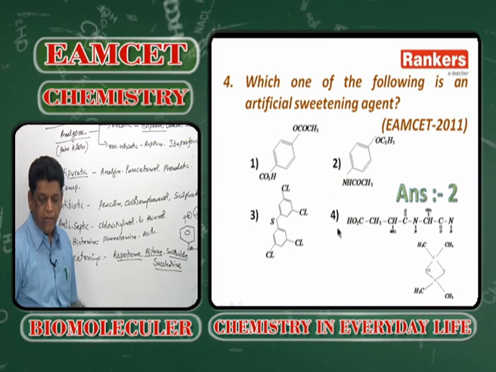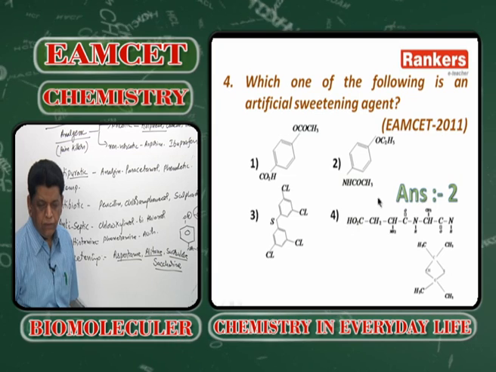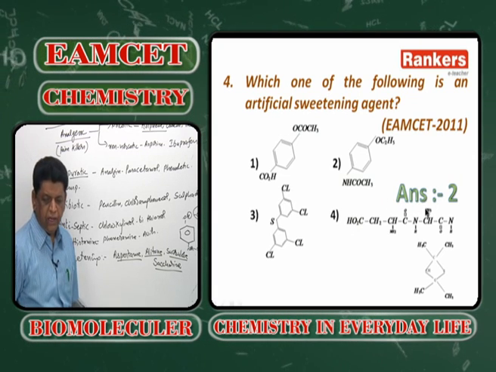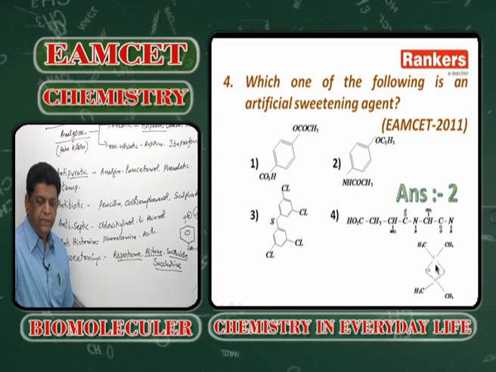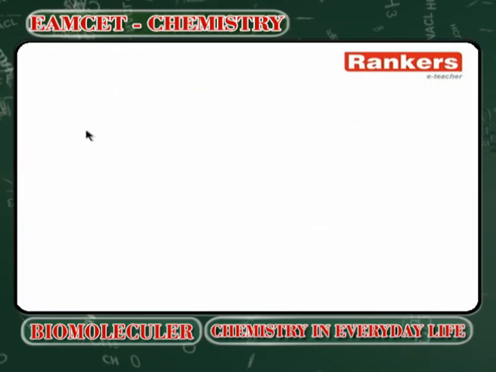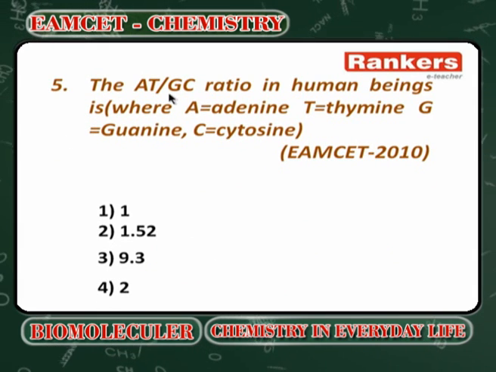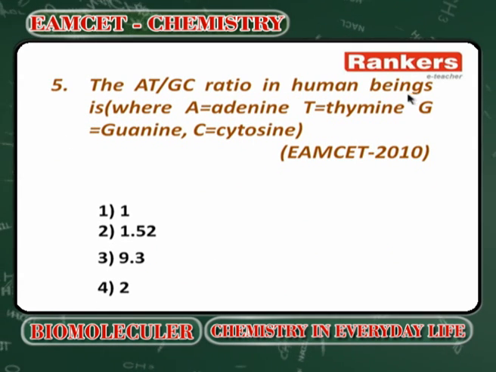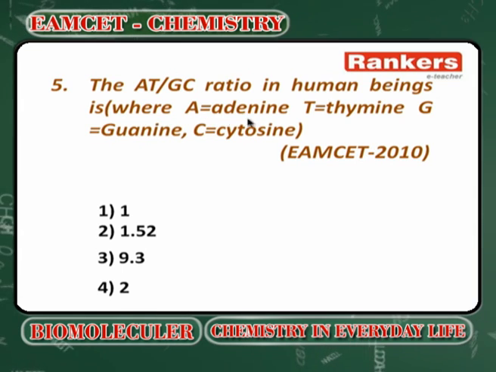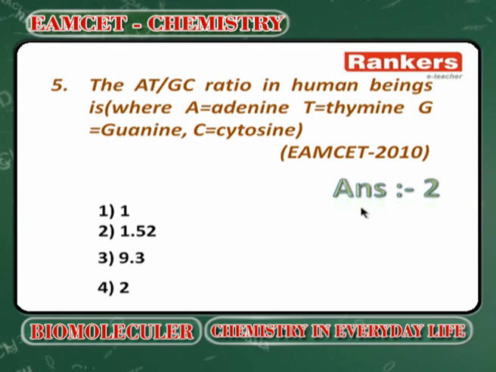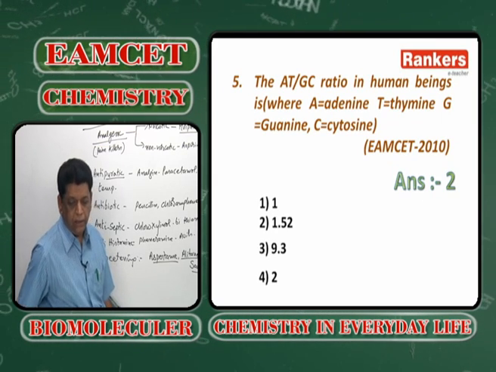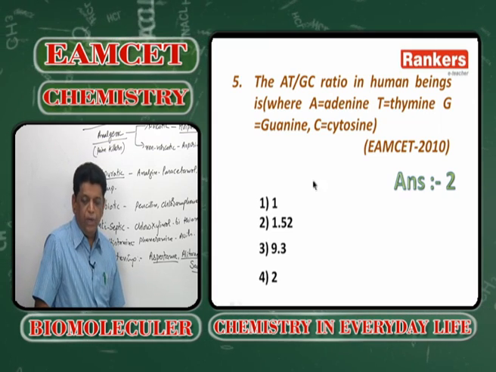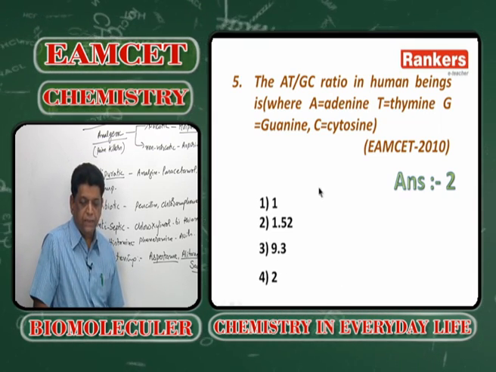Which of the following is an artificial sweetening agent? The answer given is wrong. The fourth one is the right answer. Aspartame is the right answer. Next question. The ATGC ratio in human beings, that is adenine and thymine versus guanine and cytosine, is around 1.52. It may not be that important, but the question has come. 1.52 is the right answer, it seems. Next.